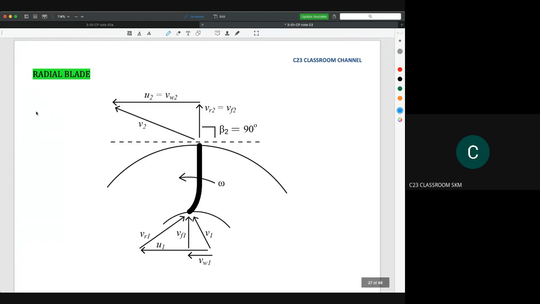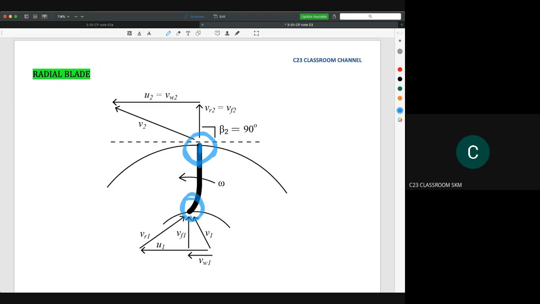So we go for the radial blade. This is the image for the radial blade. So how to determine the radial blade? At the outlet here, the shape of the blade is parallel with the radial. It's in the radial direction. So how about this one?